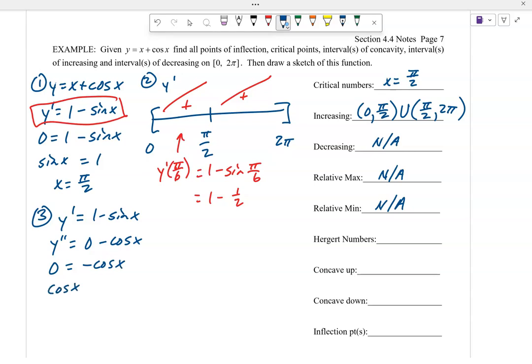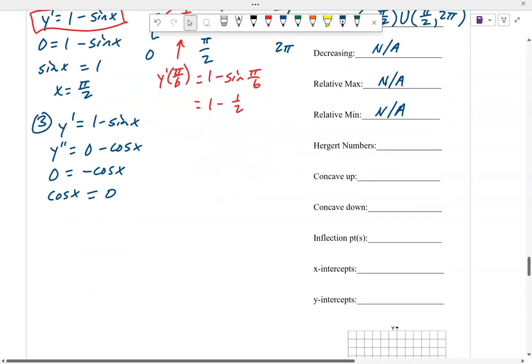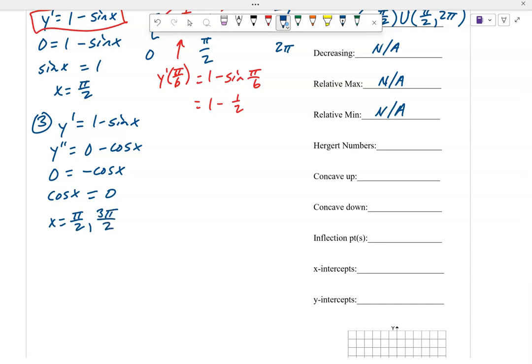So where's the cosine of x equal 0? That would be at pi halves, and also at 3 pi halves. The cosine is 0. And remember, we're looking between 0 and 2 pi, right? So we've got pi halves on here, and 3 pi halves on here. Both of these are defined in the original function, so they are possible inflection points.